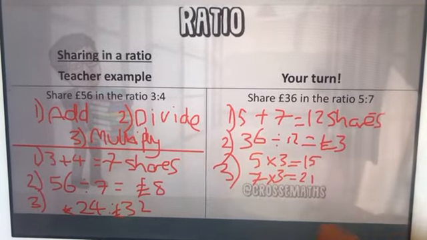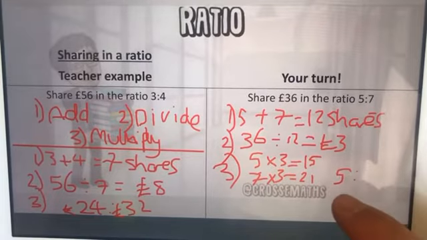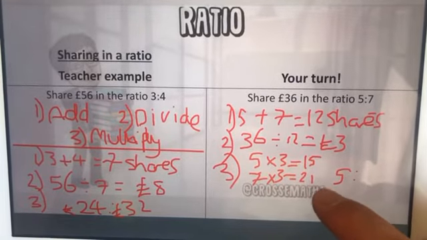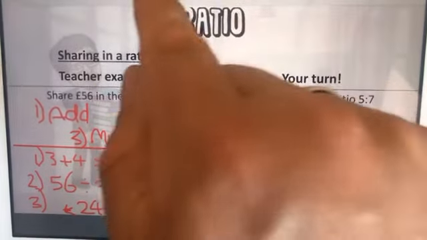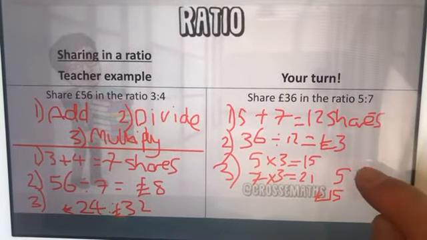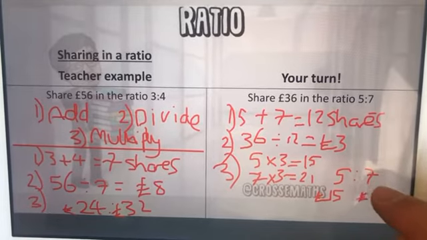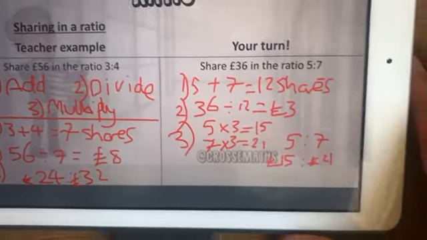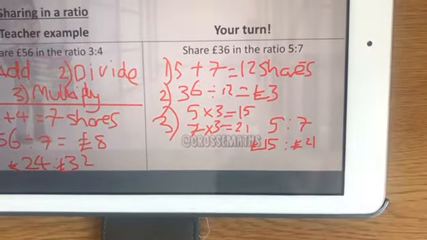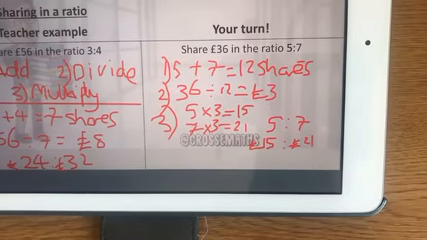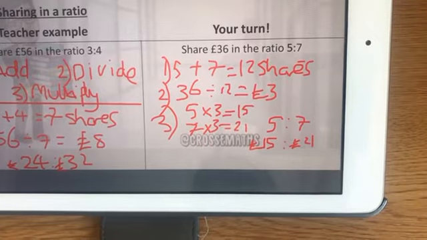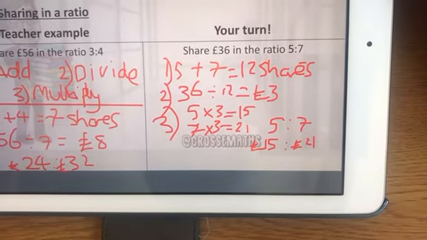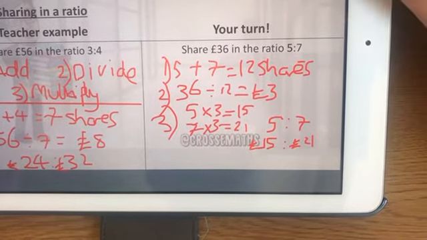So altogether, the 5 person gets £15. The 7 person, sorry, gets £21. Okay, and that's all together. Okay, guys, make sure you mark that for me. If you got it right, that's fab. I'm pretty sure you get it if you got that right. Again, we'll do some more questions on it now. Make sure that's written down.